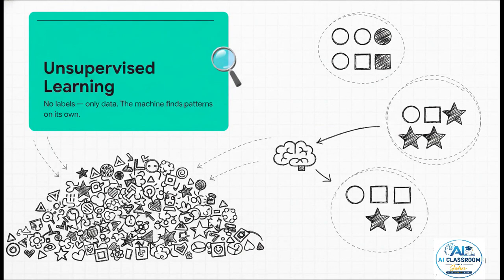But what happens when we don't have that handy answer key? Well, that brings us to our second type, unsupervised learning. Here, no labels are provided at all. We basically just throw a massive pile of raw data at the machine, forcing it to find hidden structures and patterns entirely on its own. A really practical example of this is customer segmentation and marketing. Let's say a business has thousands of buyers, but no idea how to categorize them. The machine looks at the data and naturally groups similar users together based on purchasing habits, without us ever telling it what those groups should be.